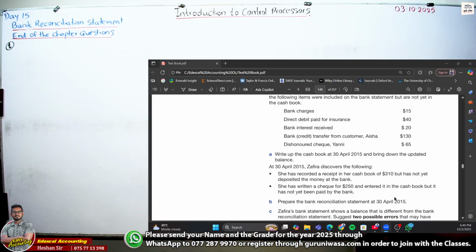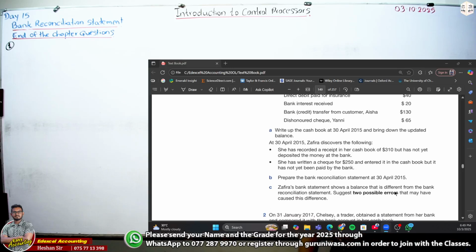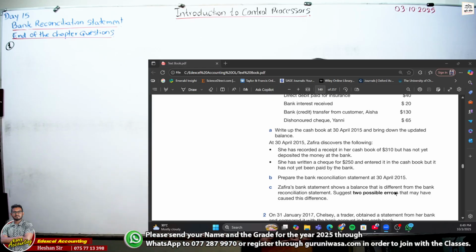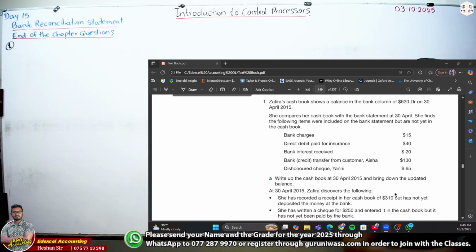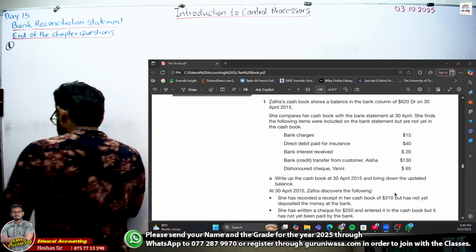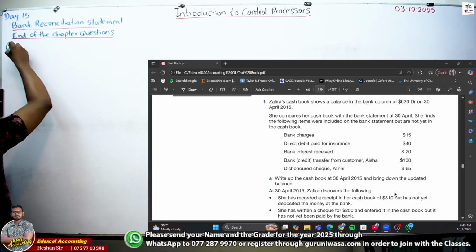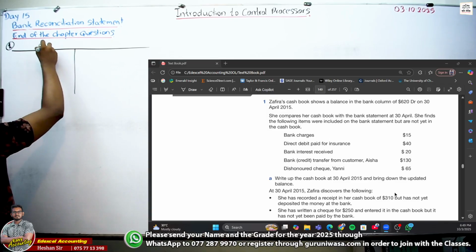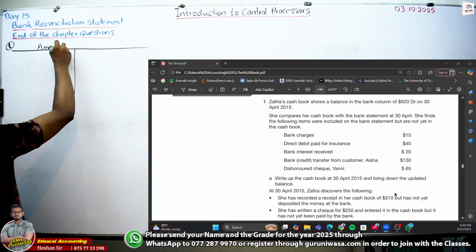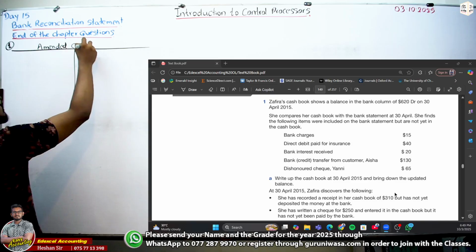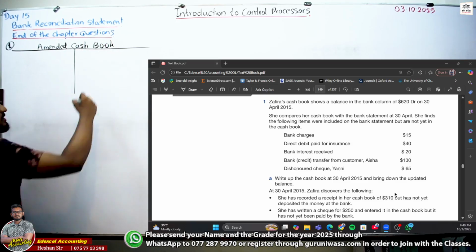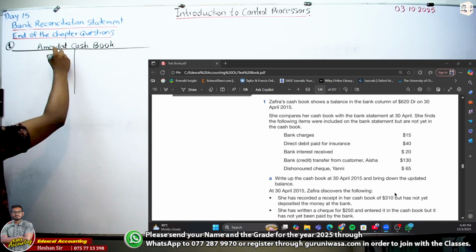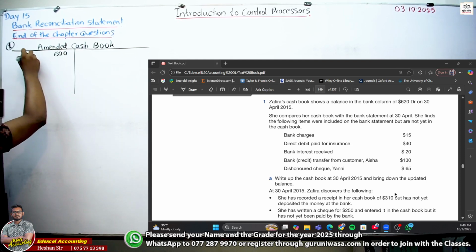Okay, first let's prepare the amended cash book, which means that initially in the cash book there was a debit balance. They are asking us to prepare the amended cash book. Initially, there was a balance of how much? 620 debit. Do it with me, balance brought forward.